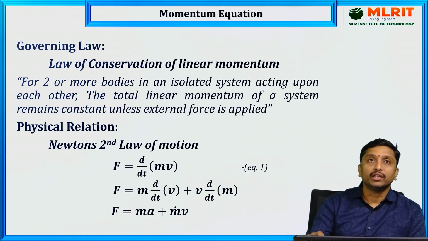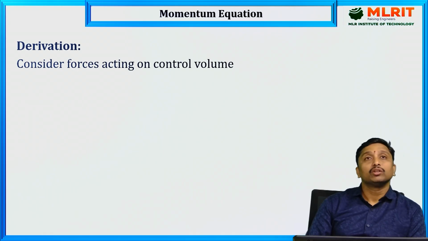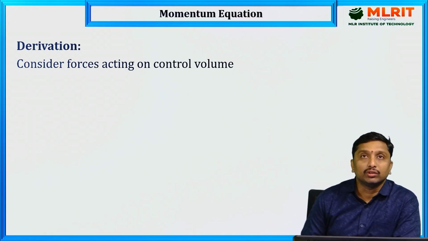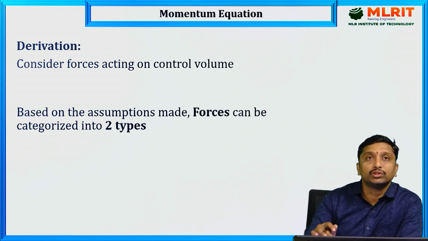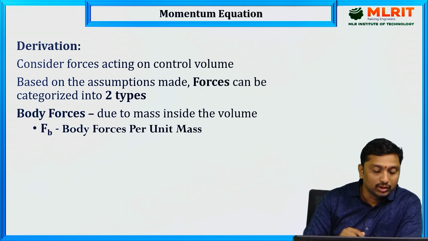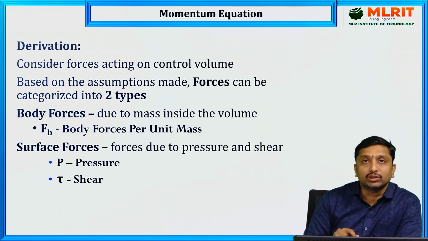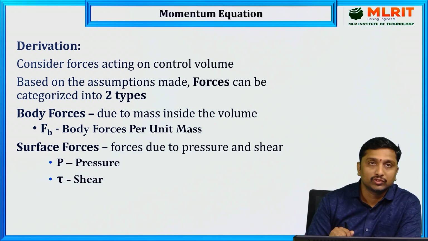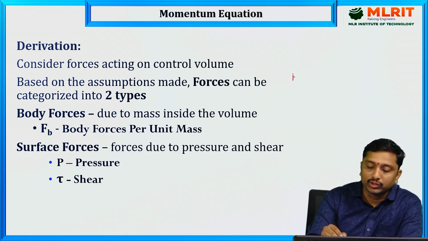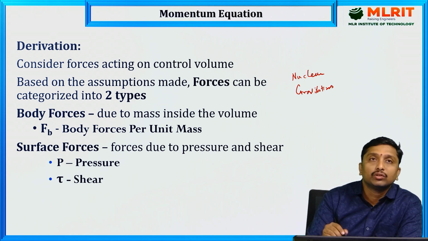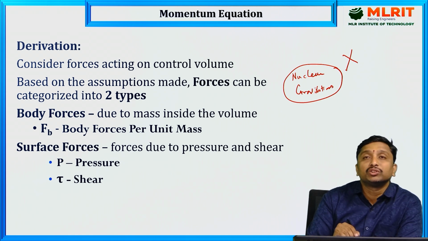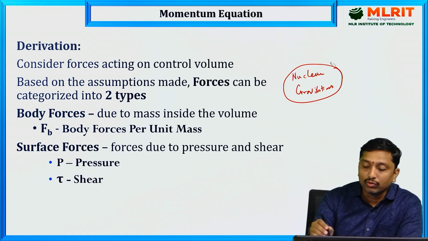Now let us enter into the derivation part. Before the derivation, let us consider the forces acting on the control volume. We can classify these forces into two types, body forces and surface forces. As we all know, body forces are forces due to the mass and physical entities inside the body, and surface forces are the forces acting on the body, that is forces due to pressure and shear distribution. And since we have already neglected some forces like nuclear forces, gravitational forces, vibrational forces, these kinds of forces are neglected. So based on that, we can reduce all the forces to only these three forces.